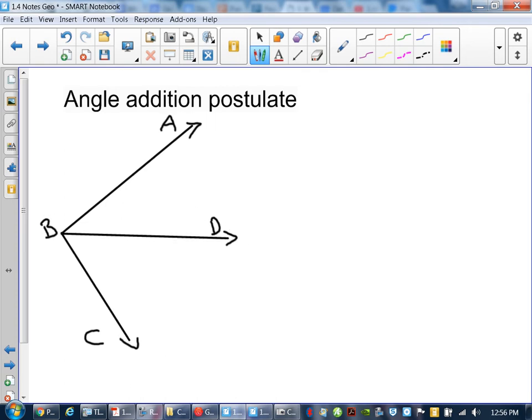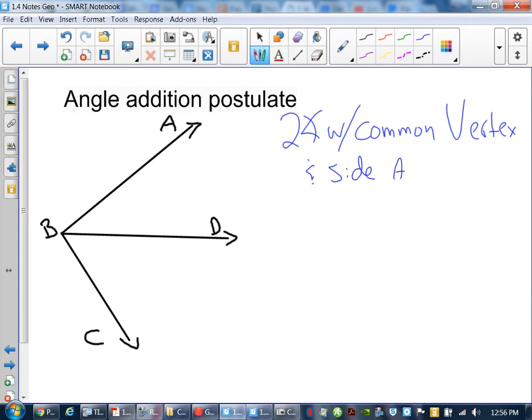Let's zoom over a little bit here. 2 angles with common vertex and a side add to equal larger angle. Really, really easy definition. It's the exact same thing as segment addition. It really is.